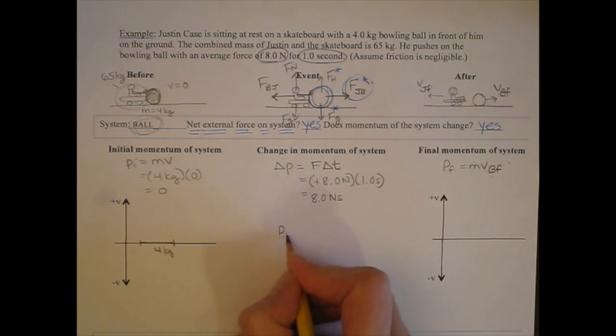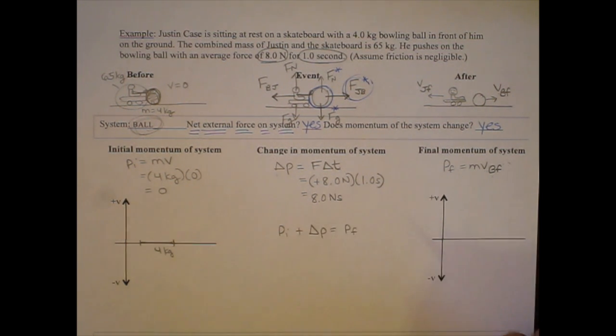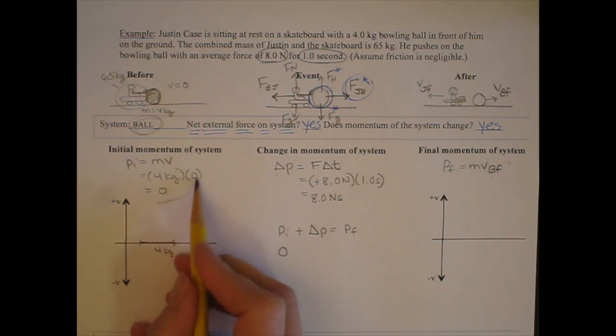So this is useful because initial momentum plus change in momentum equals final momentum. The initial momentum was 0, because we found that over here.